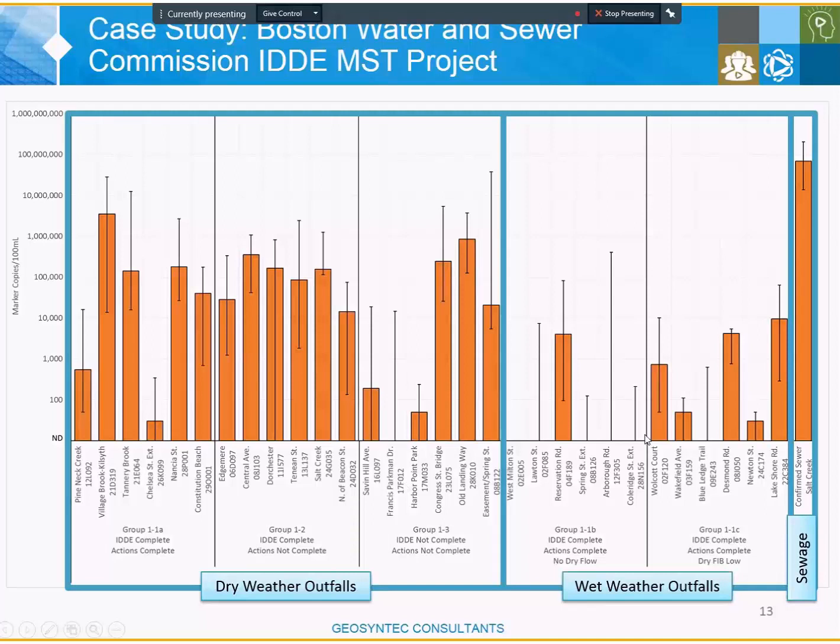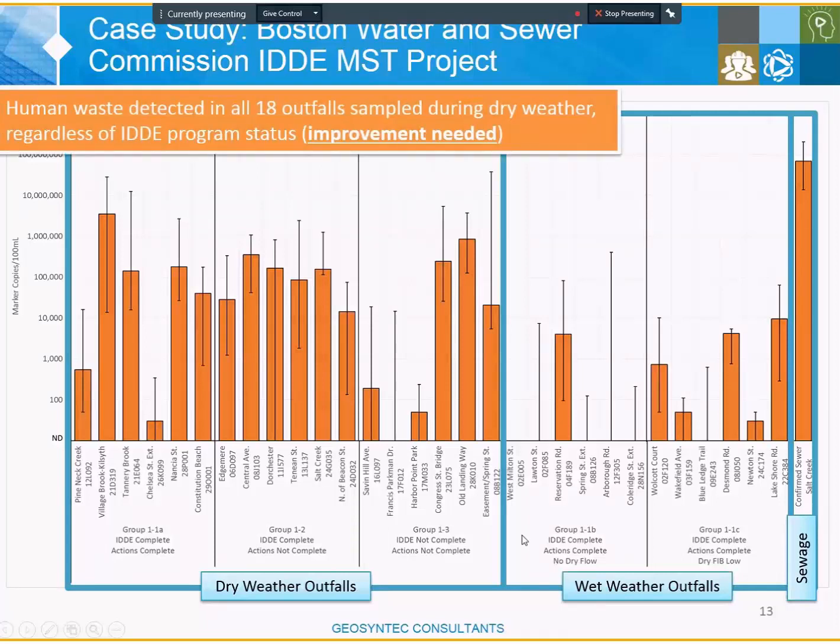Then for wet weather, we found, interestingly, that the human marker levels were lowest. So there's a few takeaways here that are interesting. One is that human waste is present in the MS4 discharges during dry weather, regardless of IDDE program status. That means further IDDE program improvement is needed.